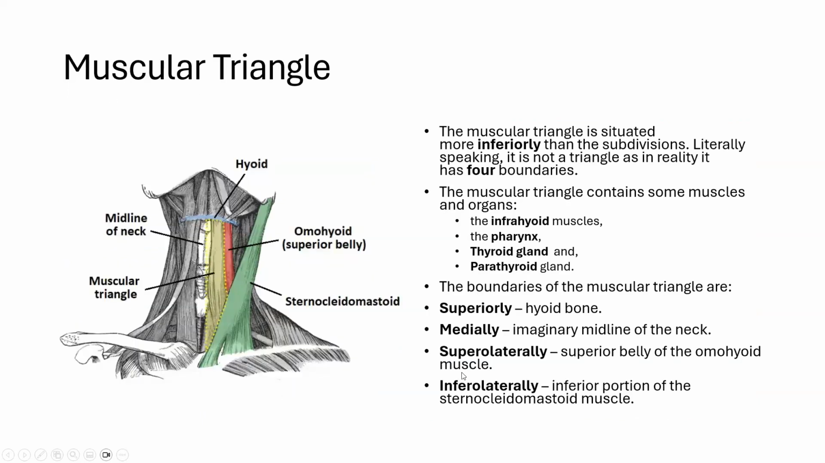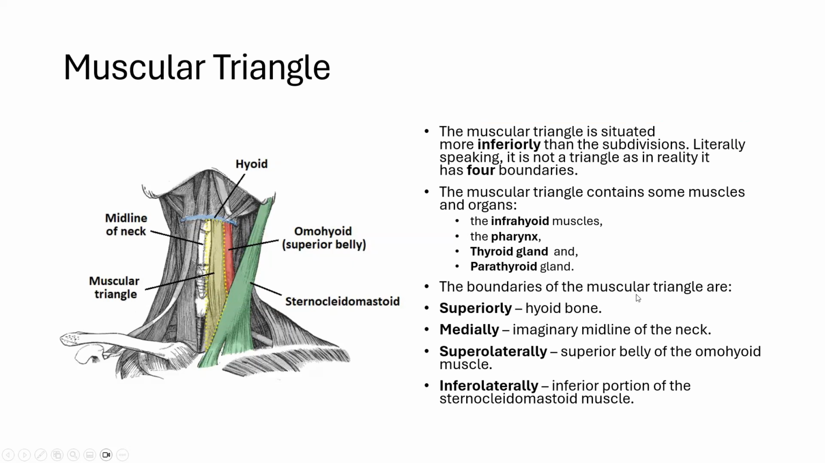Muscular triangle. The muscular triangle is situated more inferiorly than the other subdivisions. Strictly speaking, it is not a triangle; it actually has four boundaries. The muscular triangle contains some muscles and organs: the infrahyoid muscles, the pharynx, the thyroid gland, and the parathyroid gland.